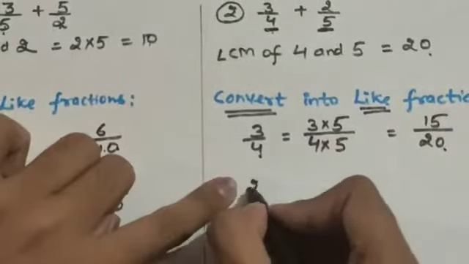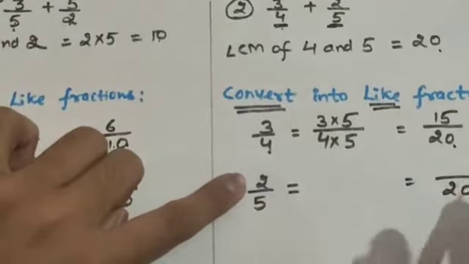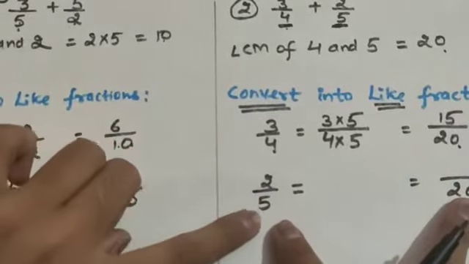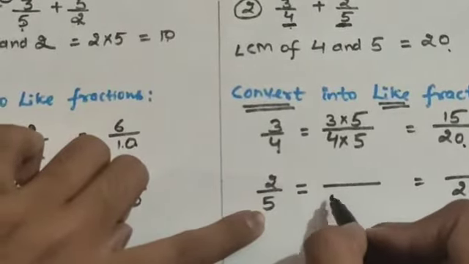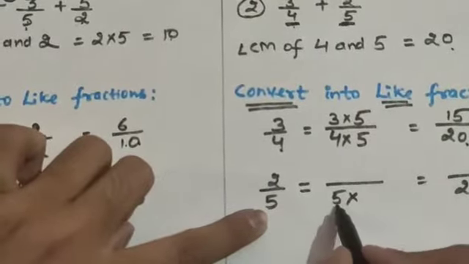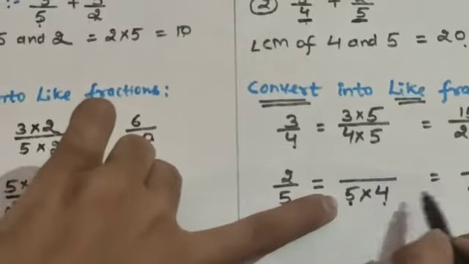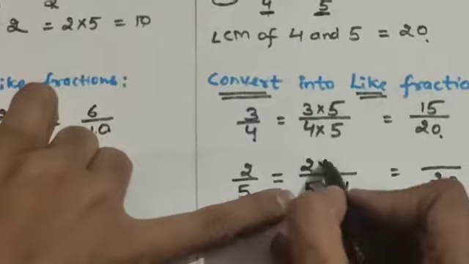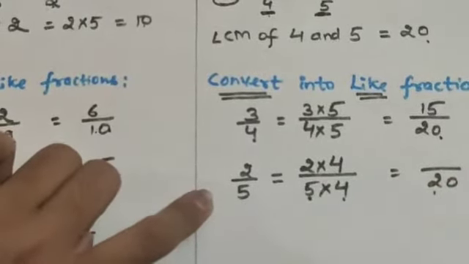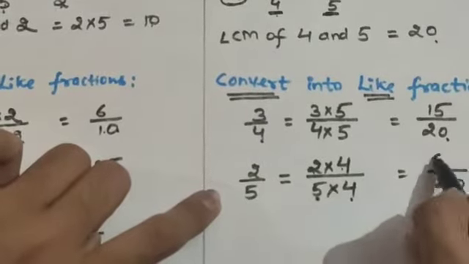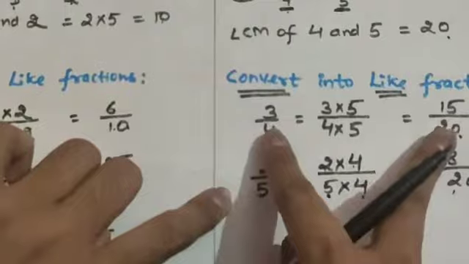Now take the second fraction, 2 by 5. Since I want to make the denominator 20 so that these two fractions are like fractions, but the denominator is 5, I have to multiply 5 by which number? 4, because 5 4s are 20. Now for making it an equivalent fraction, I have to multiply the numerator also by 4. So 2 4s are 8. Now these two fractions are equivalent fractions.